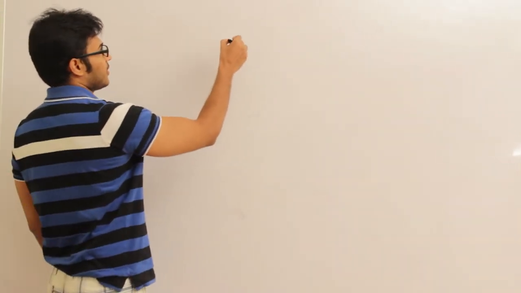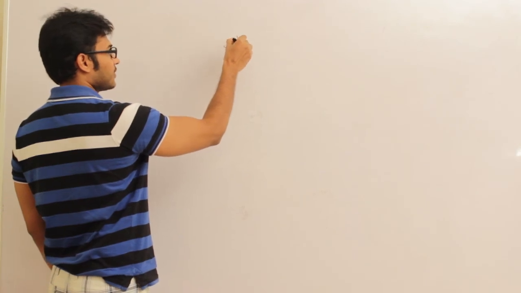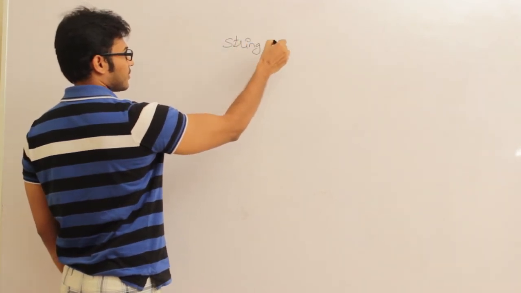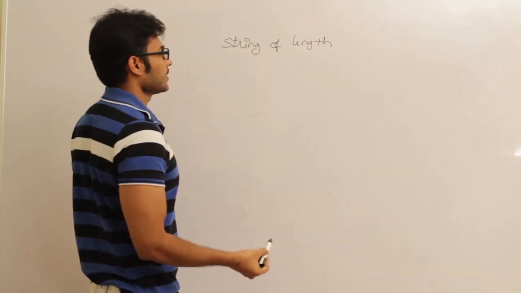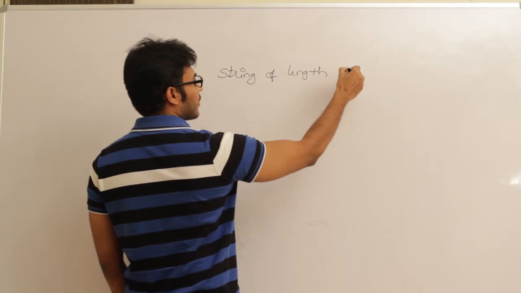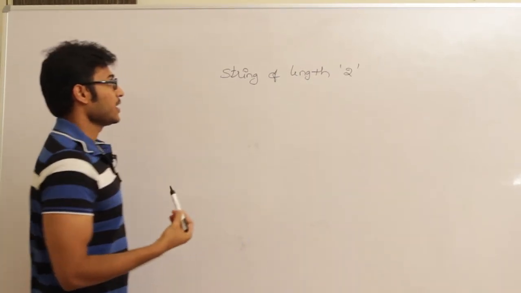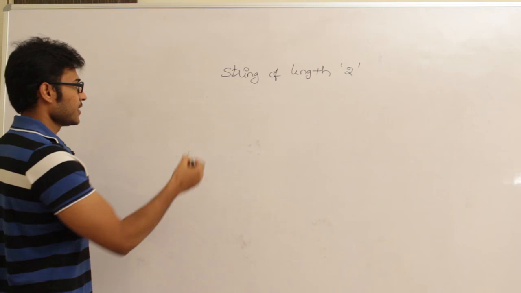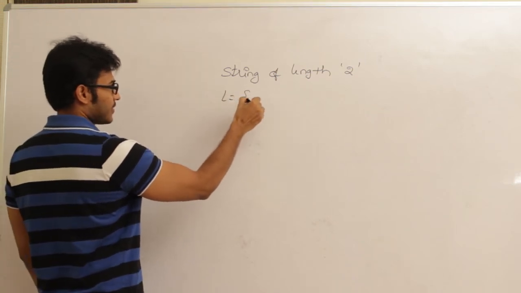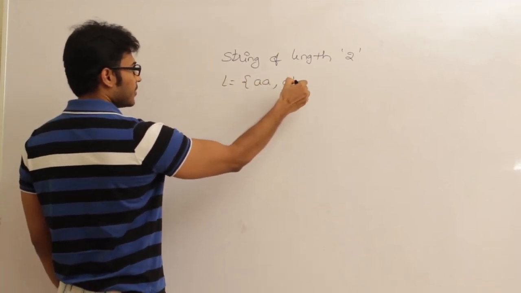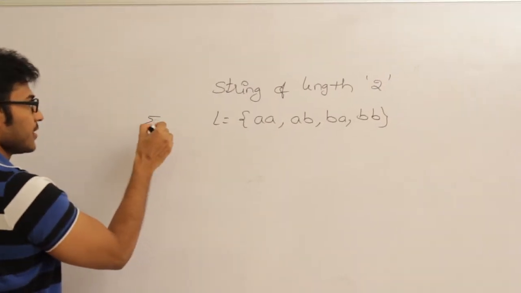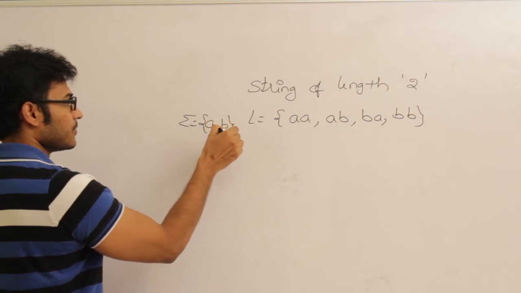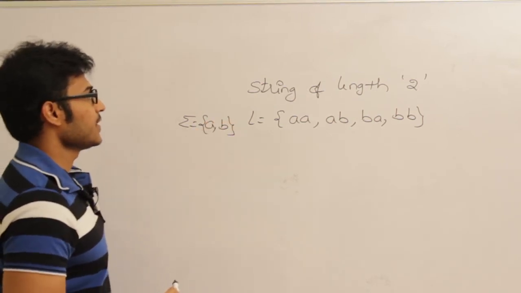Now let us consider one more NFA which will accept strings of length, let us say, exactly 2. Now I want an NFA which accepts strings of length exactly 2. Now what are such strings? The language contains AA, AB, BA, BB, right? Let us assume sigma equals {A, B}. Then how does the NFA look like?